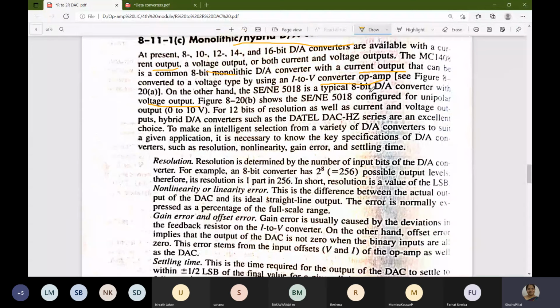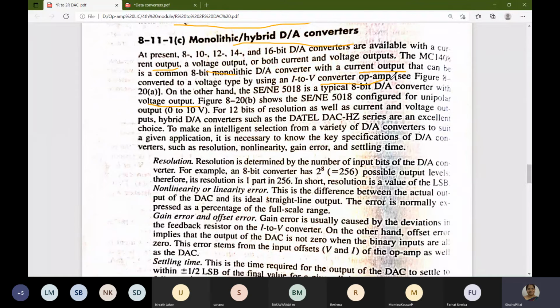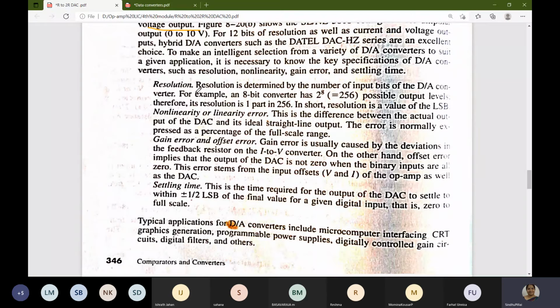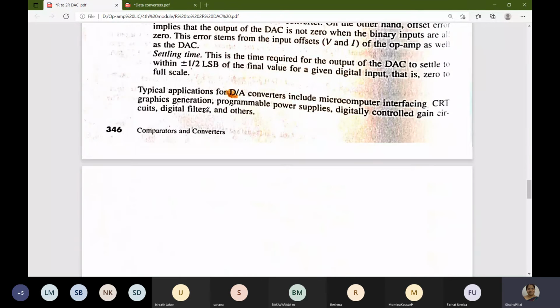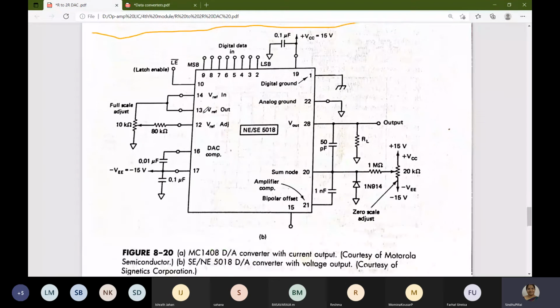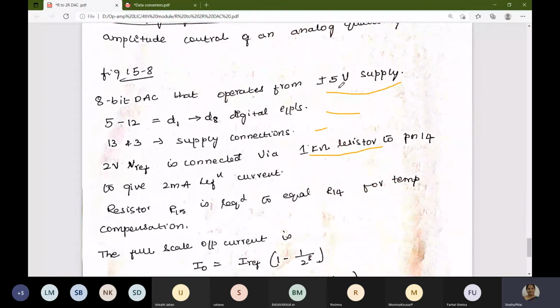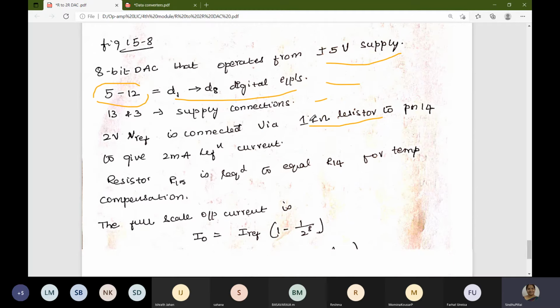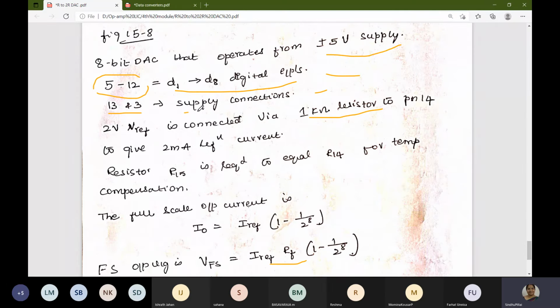The output is current. We can convert it to voltage by using an I to V converter op-amp. And next is some basic definitions. Before going to these definitions, I will just say about this DAC here. It is an 8-bit DAC that operates from a plus or minus 5 volt supply. Next, pins 5 to 12 are where the digital inputs are given. See, it is the DAC: the input is digital and the output is analog.